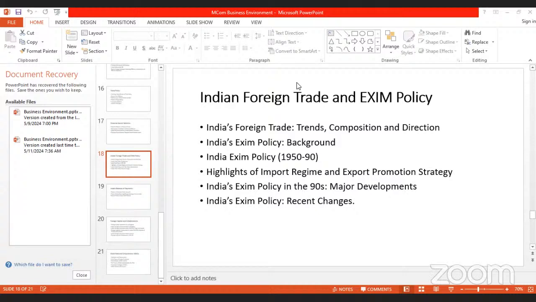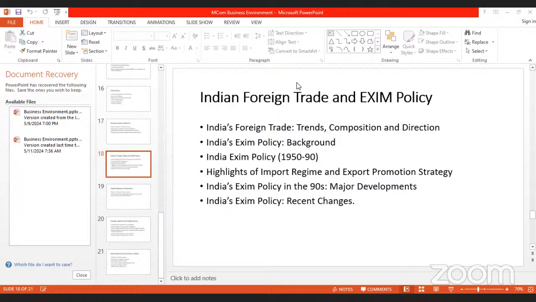So, these are the recent changes, you can say, the recent amendments made in the EXIM policy. What are these changes? They have focused on services exports, that is, they have included IT enabled services as well as other service sectors as well.